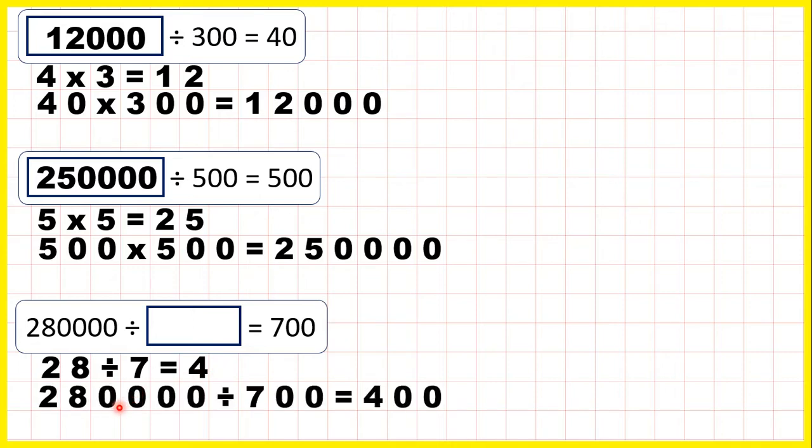So 280,000 divided by 700 is 400. That's because we can cancel two of our end zeros, so then we have 2,800 divided by 7. There's still, after we've cancelled, two end zeros in the dividend, so there's two end zeros in the quotient. So we can see we've cancelled two of our end zeros and we get the same answer as 2,800 divided by 4.